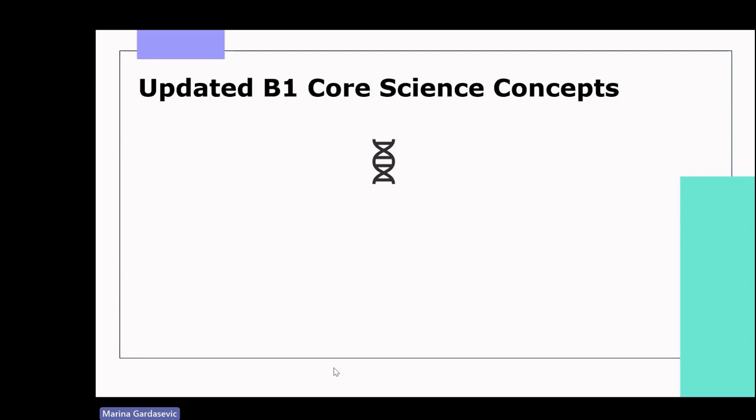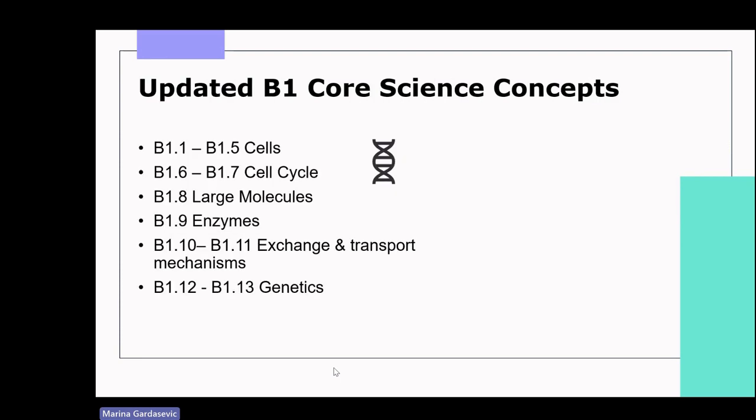I will now give you an overview of the content of B1. In this section, you will see some similarities to the previous version of the specification. However, there are significant changes even to these sections to give it more depth and specificity. So starting at B1.1, we have cells, which covers cell theory, different types of cells and structure and function of organelles, structure and function of specialized cells in complex multicellular organisms, and role of the light microscope in observing cells.